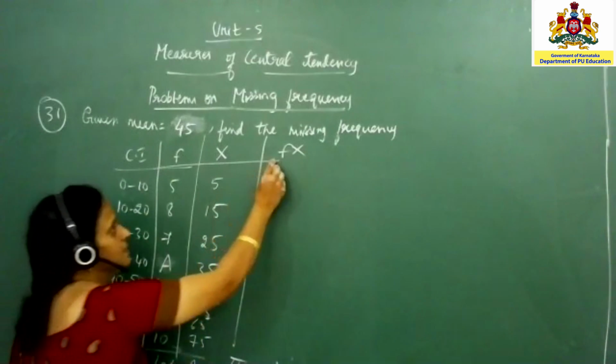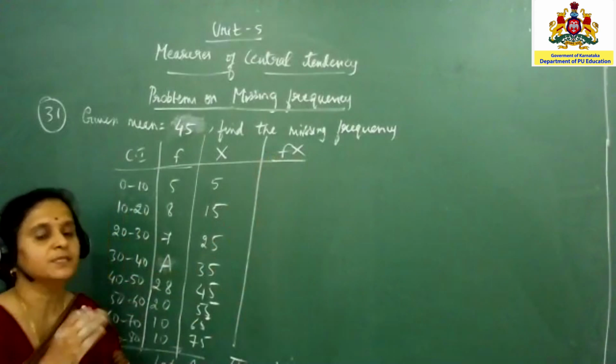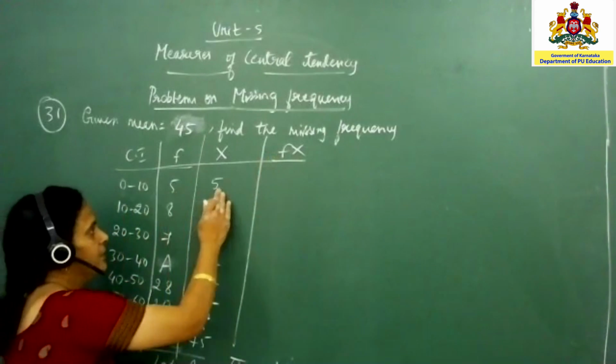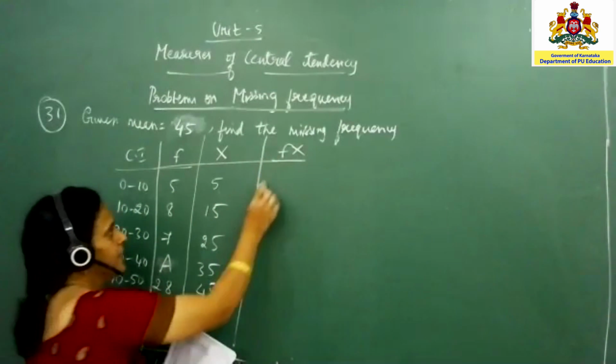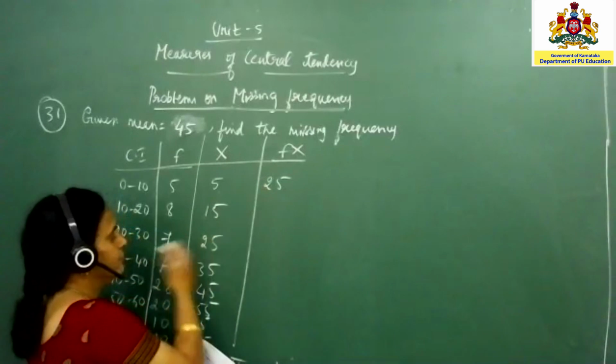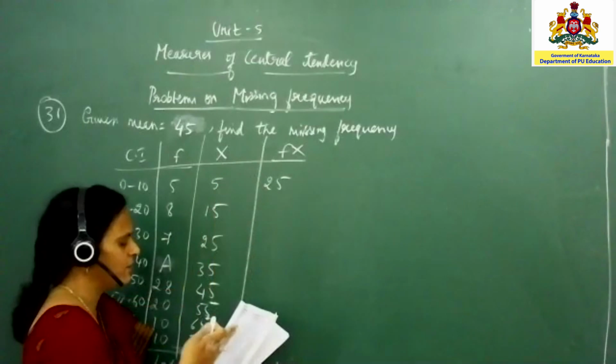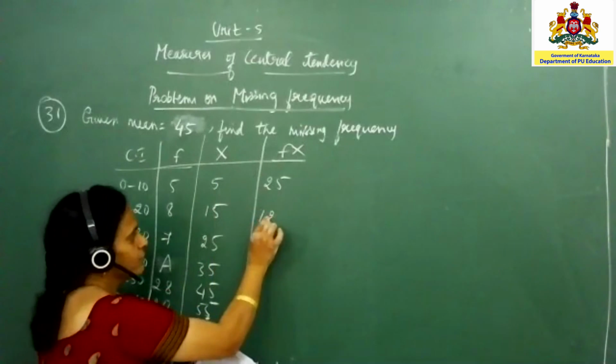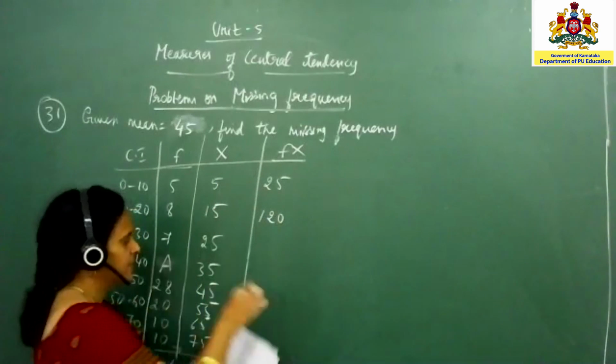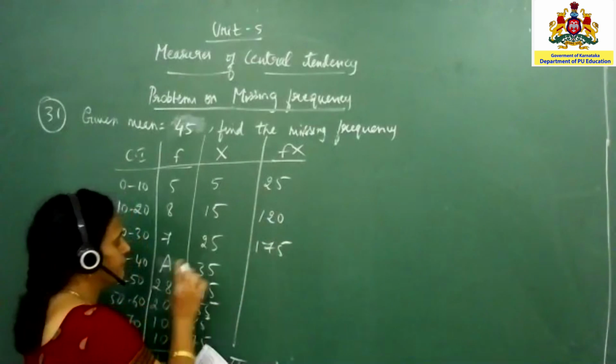Now I have to get the fx column. Fx is f times x. Like 5 into 5, I'll be getting 25. I just write the values. 8 into 15, you have to multiply these two values. Once you multiply, the column values will be 25 and 120 and 175. And here 35 into 8.